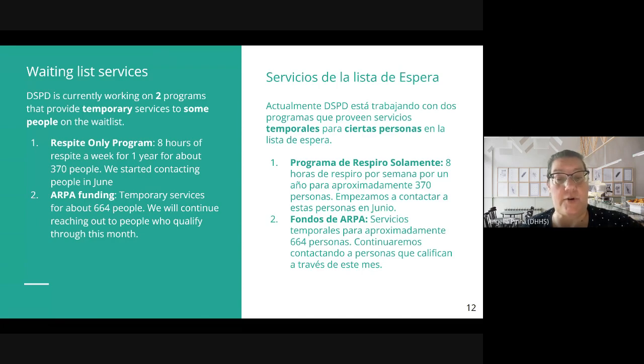The second program is the American Rescue Plan Act funding. The temporary services include assistive technology, behavior services, transportation services, employment services, caregiver compensation, and one-time respite services. We'll be able to offer this to around 664 people. DSPD has already started contacting people about this and will continue to reach out throughout August.